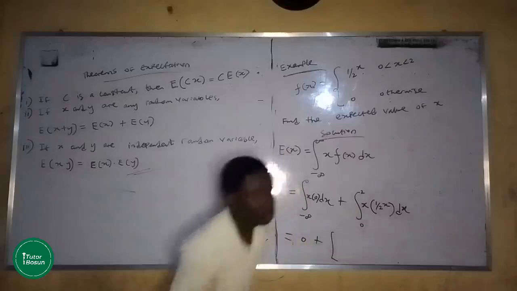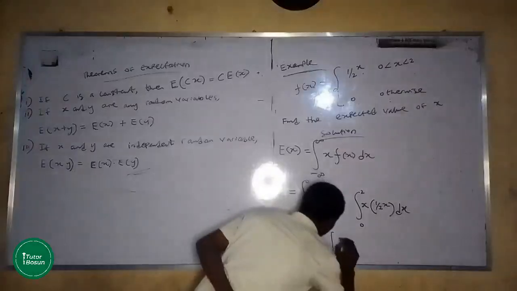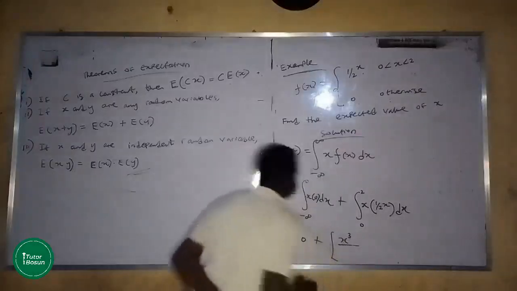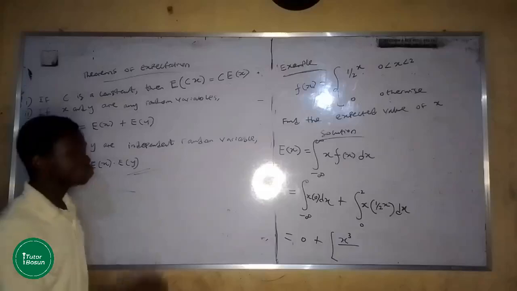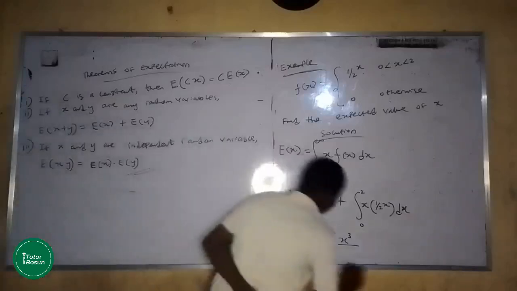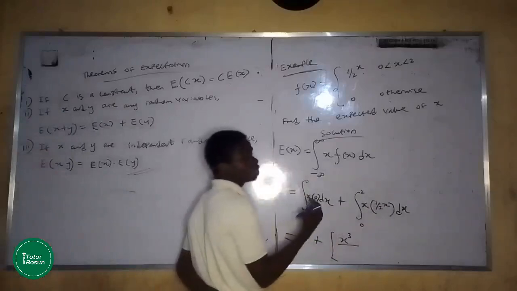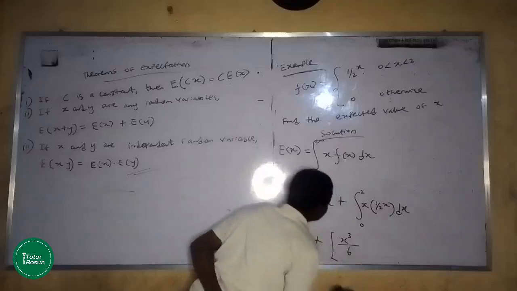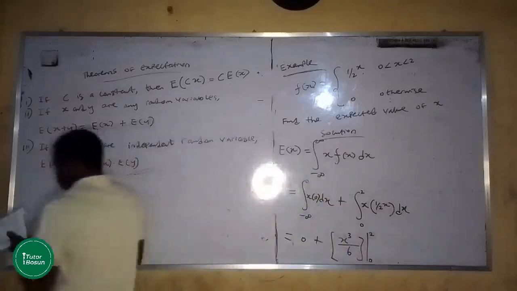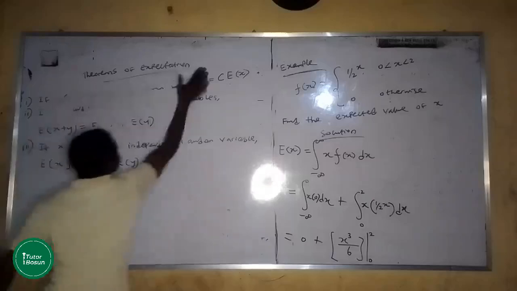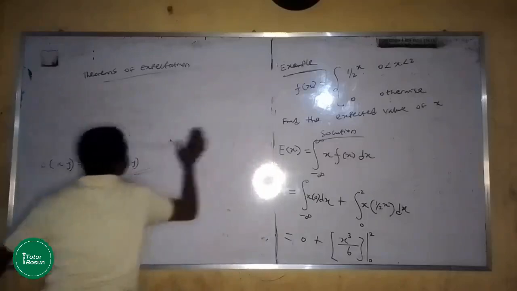So the integration of x squared over 2 will give us x cubed over 3 times 2, and that will be 6, because we already have 2 before. If you wish, you can bring out 1 over 2 as a constant. So that was x cubed over 6 from 0 to 2.